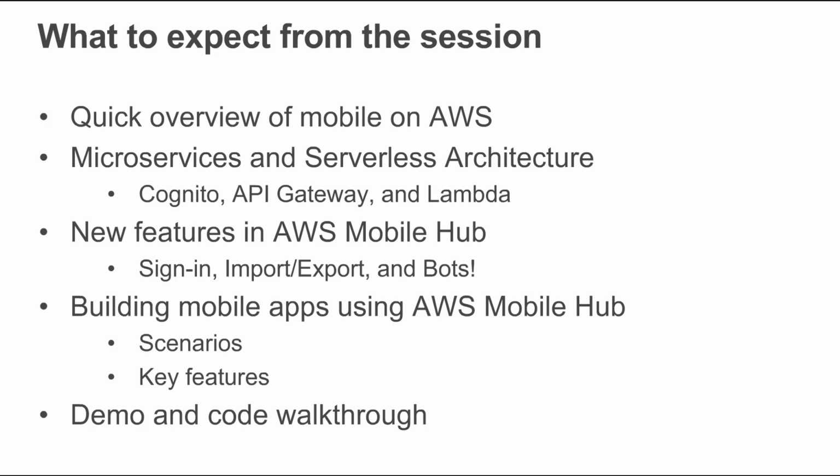And then we'll talk about some of the new features in AWS Mobile Hub, some of the sign-in features with MFA and username and passwords, Facebook and Google. And then we have an import-export feature that we're releasing. And the bots, Amazon Lex, was just announced GA last week. And so we have an integration with bots to integrate that into your mobile apps. And then we'll go into the Mobile Hub console.